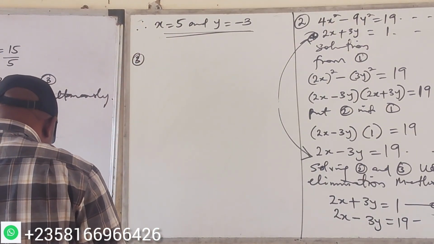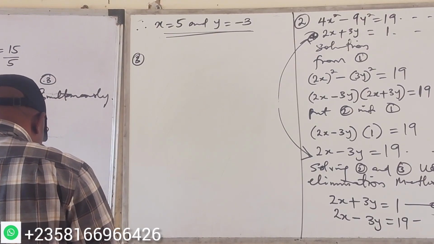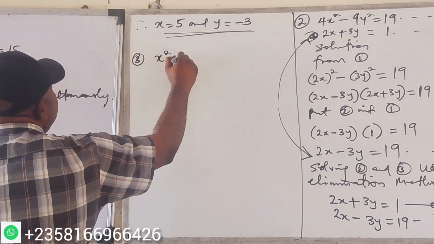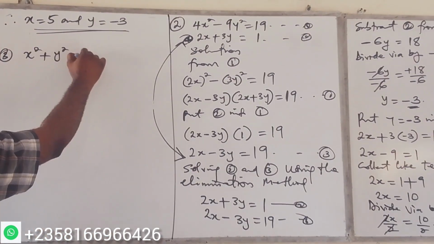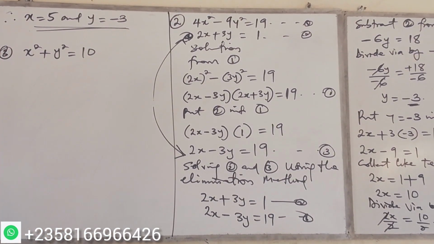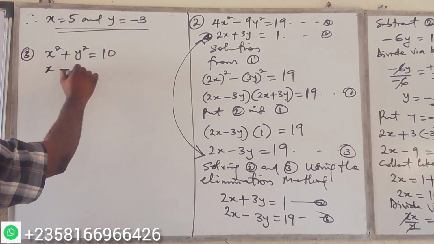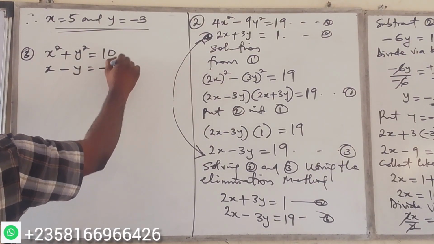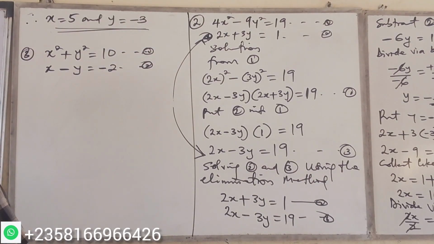Yes, example 3. Now here we have x squared plus y squared is equal to 10. Yes, x squared plus y squared is equal to 10. And x minus y is equal to minus 2. Now let's call this equation 1 and this equation 2. Now please, let's look at this.